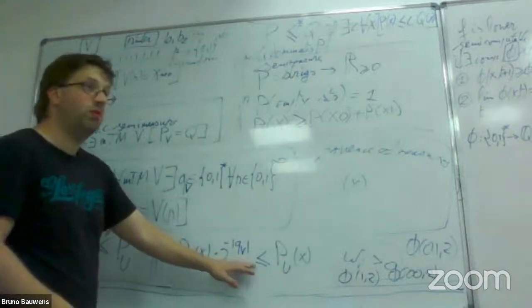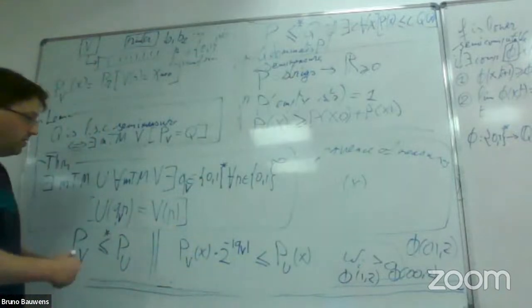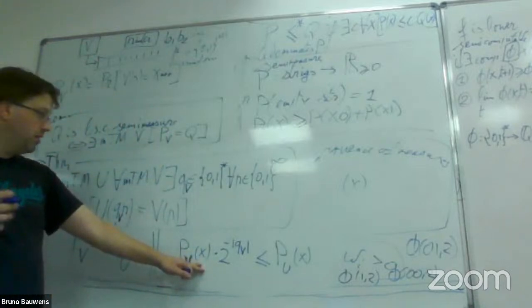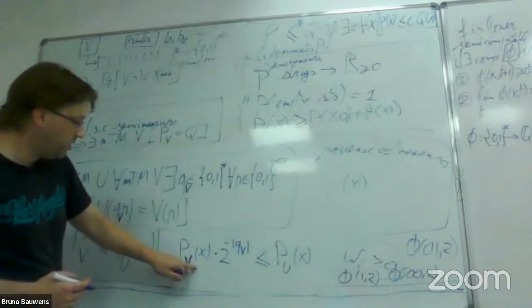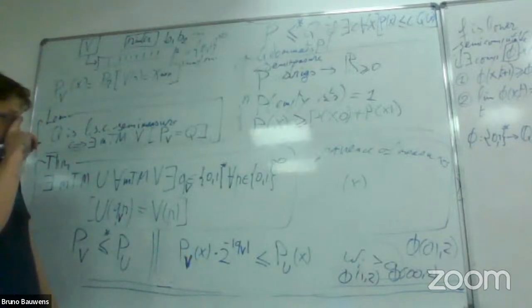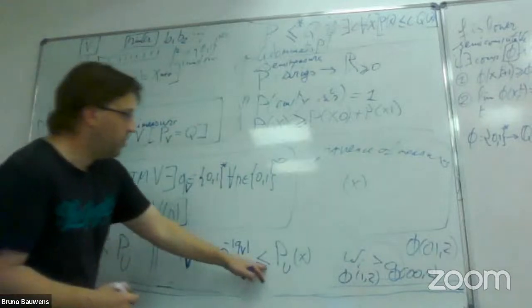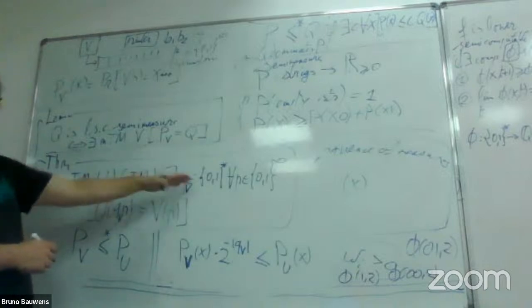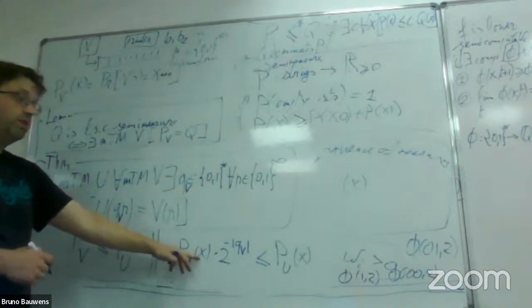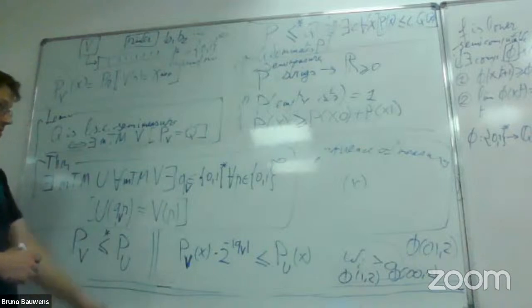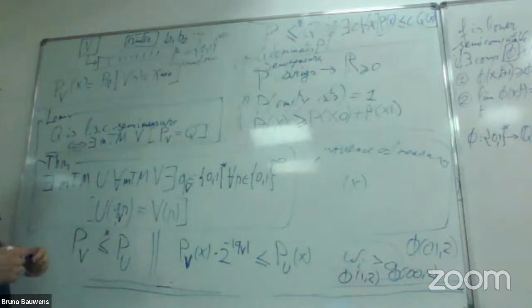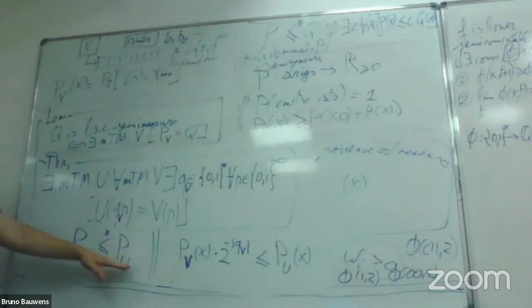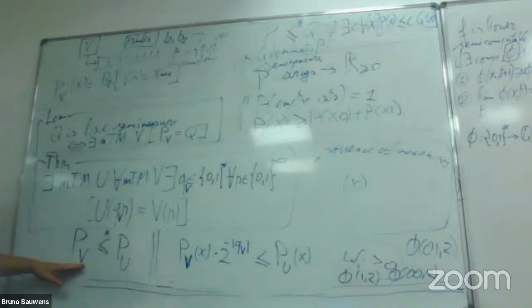So why is it true? The probability that V starts to produce X is at most the probability that U guesses this specific Q and some program that makes V produce X. So this is a corollary: we have P V is bounded, P U dominates P V here.